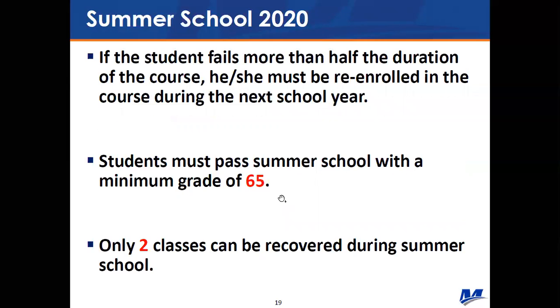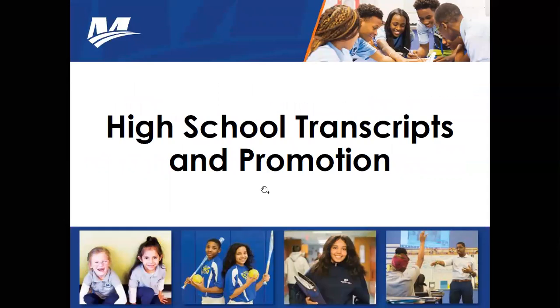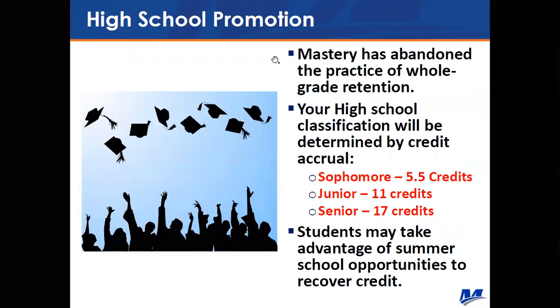Students must pass summer school with a minimum grade of a 65, and only 2 classes can be recovered during summer school. So, how many credits do you need overall for high school promotion? Well, to be considered a sophomore you have to have 5.5 credits. You're considered a junior when you have 11 credits and a senior when you have 17.